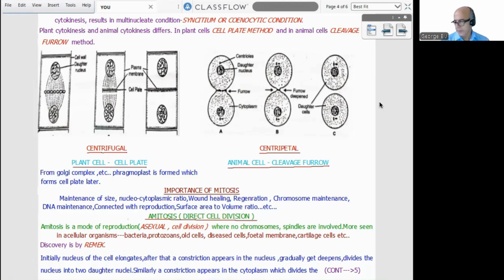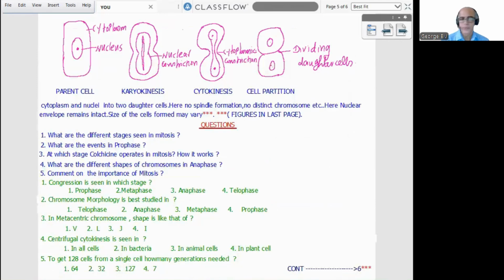And what happens here? I will show you the diagram. Initially, the nucleus of the cell elongates. After that, a constriction appears in the nucleus. Here you can see the constriction gradually deepens and divides the nucleus into two daughter nuclei. Similarly, a constriction appears in the cytoplasm, which divides the cytoplasm and nuclei into two daughter cells. Here, there is no spindle formation, no distinct chromosome, nothing normally.